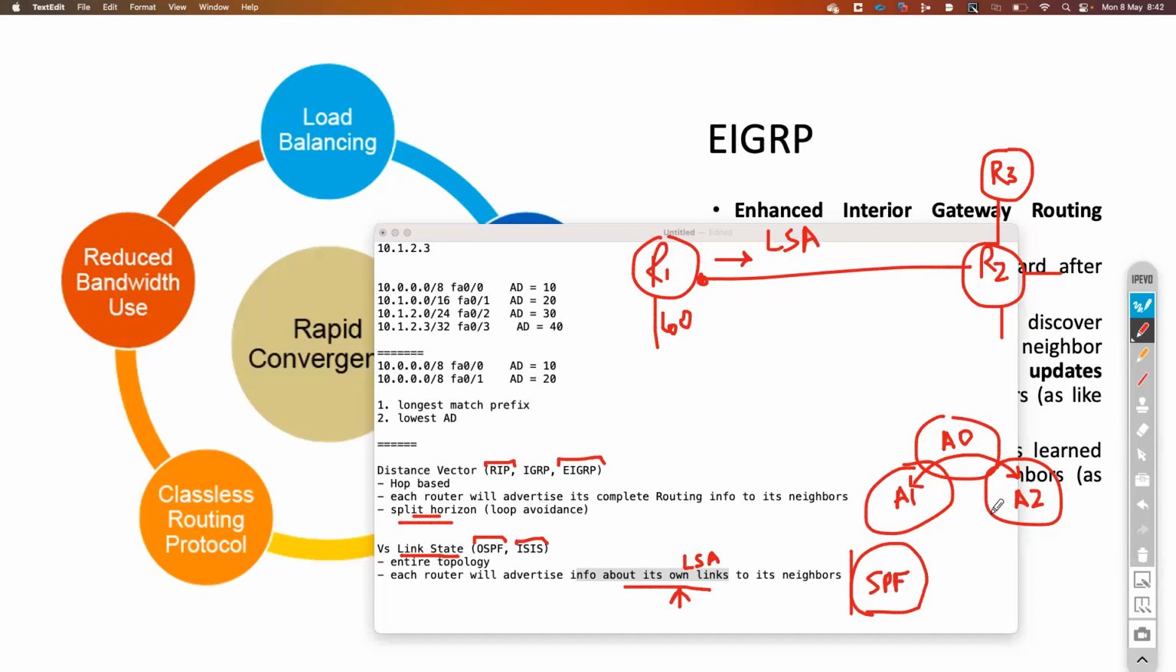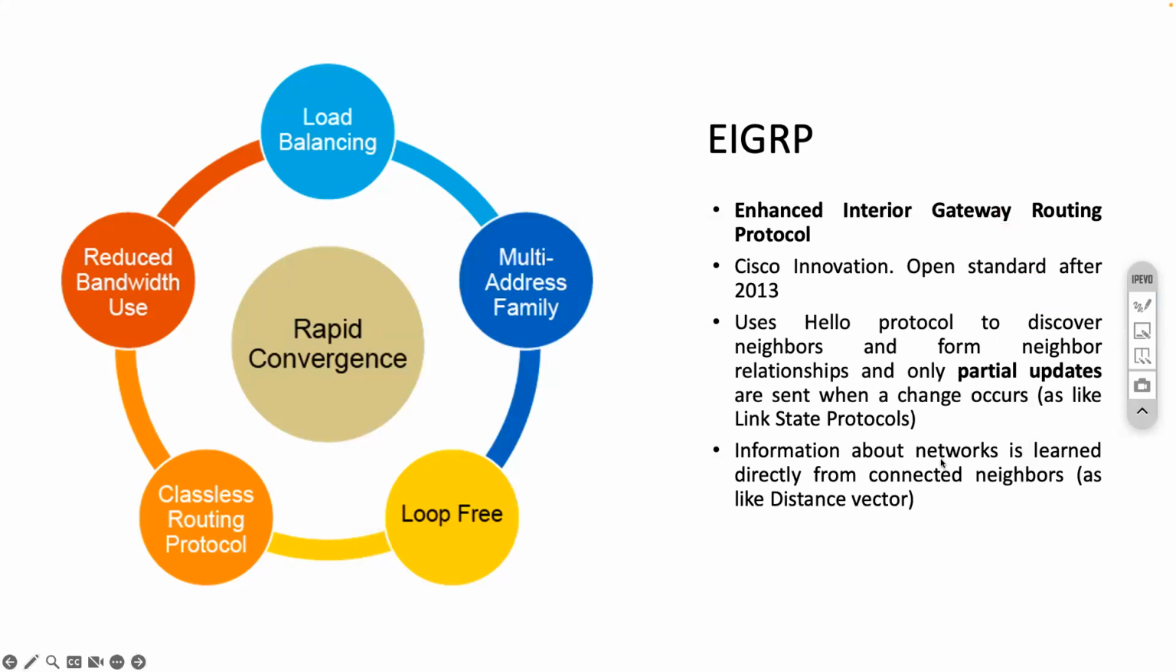All right. I hope this is clear to everyone, the distance vector versus link state routing protocol. Coming back, in distance vector, each router will advertise its complete routing info to its neighbor. This is the basic definition or feature of a distance vector. However, EIGRP, which we call enhanced IGRP, is a modified version of distance vector.